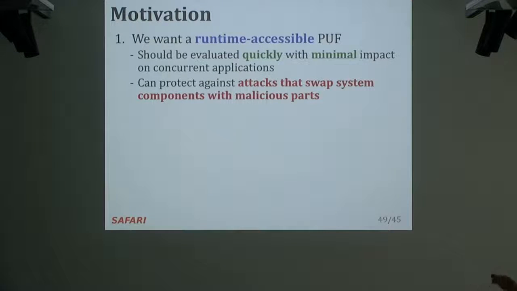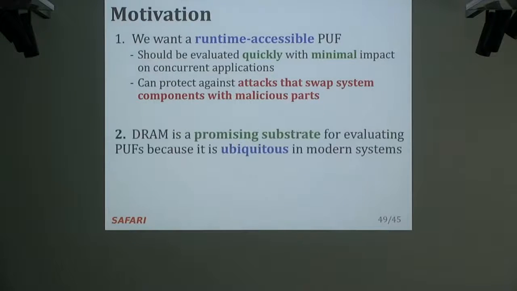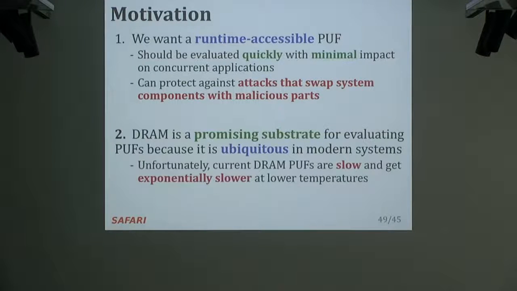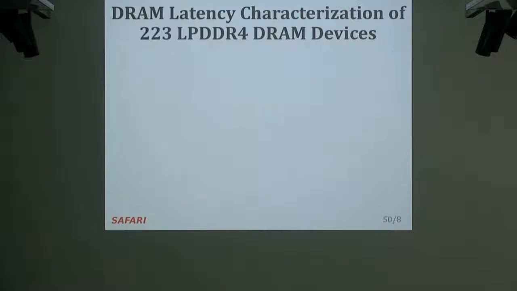Why do you want to do this authentication often? Because in the connected world today, we may have attacks that swap the system components with malicious parts. You want to defend against those attacks, which means that you may want to do this authentication relatively often. DRAM is a promising substrate for evaluating PUFs because it's everywhere in modern systems, and we've already discussed this. Current DRAM PUFs are slow, and they get exponentially slower at lower temperatures. I'll show you real results with this.